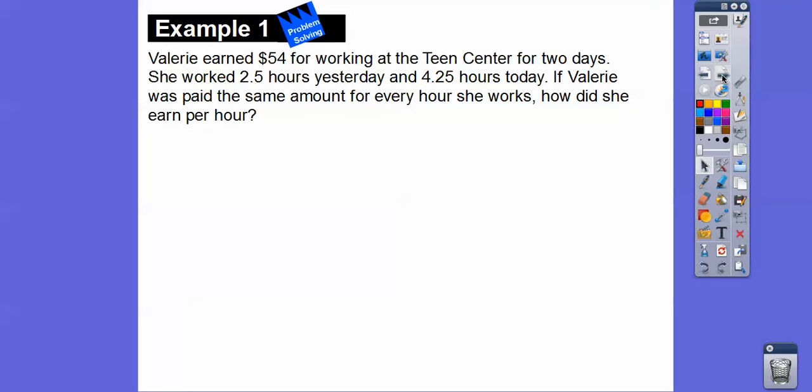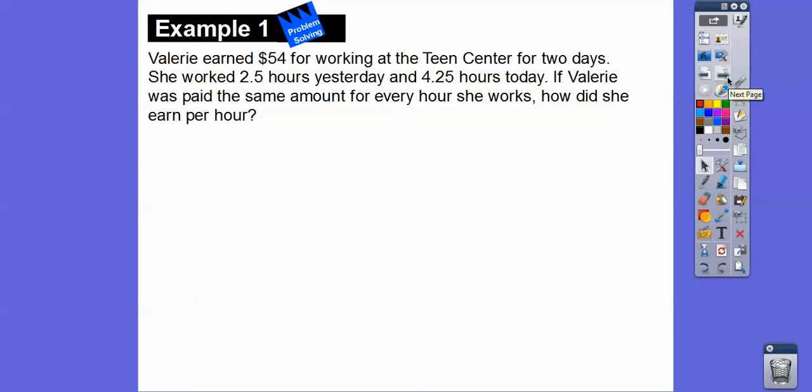So here's an example. Valerie earns $54 for working at the teen center for 2 days. She worked 2.5 hours yesterday and 4.25 hours today. If Valerie was paid the same amount for every hour she worked, how much did she earn per hour? So she earned $54 and she worked that many hours and that many hours.